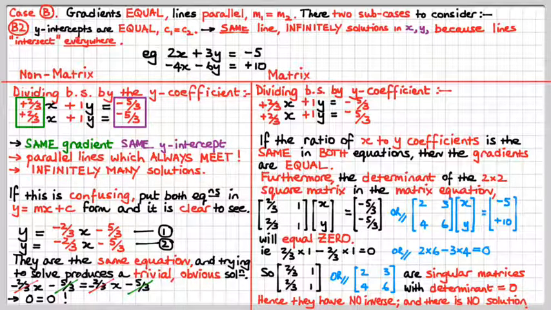Now, have you noticed that for this case B situation where you've got parallel lines, whether there's no solution or infinitely many solutions, the determinant of the square matrix produced by these equations is always 0? So that's how to tell whether you've got no solutions or infinitely many solutions, guys. Alright, let's move right along now.